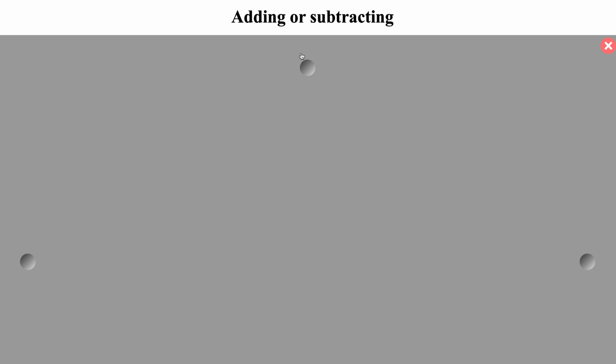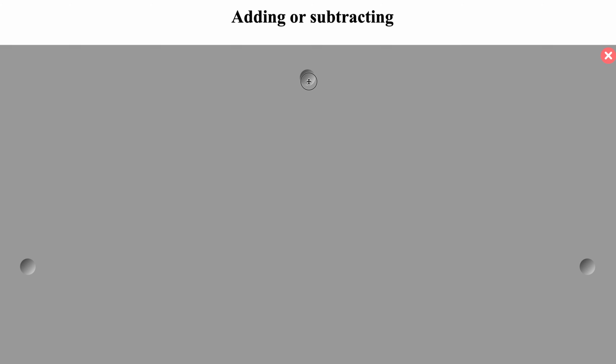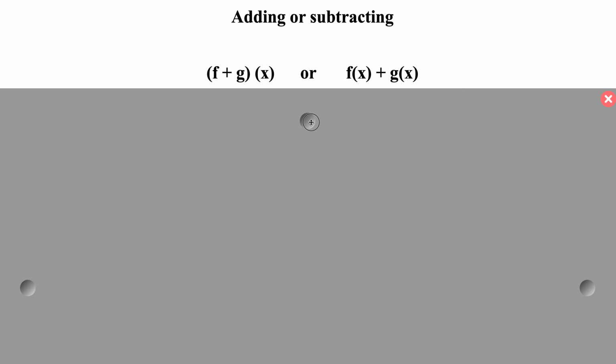About section 1.5, combining functions. So when we talk about combining functions, we're talking about adding or subtracting as one possibility. Key thing to pay attention to here is the nomenclature, or what it's going to look like. So we're taking f of x plus g of x. An alternate way to write that is f plus g, then x. Both of these mean the same thing.